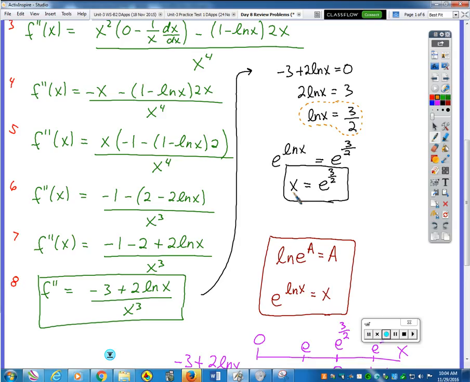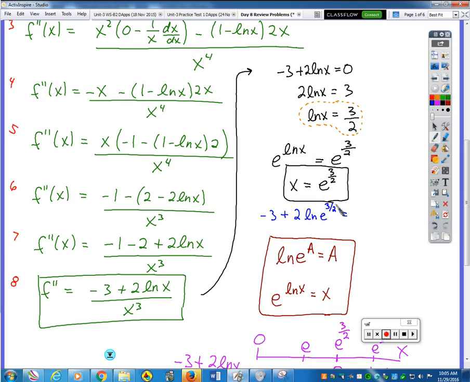I want you to answer something for me just to make sure this makes sense. I'm going to plug this back in just to test it. So let's write that down. I say, negative 3 plus 2 natural log, I'm going to plug this in, e to the 3 halves. Somebody help me. Raise your hand, tell me, what is the natural log of e raised to the 3 halves power?